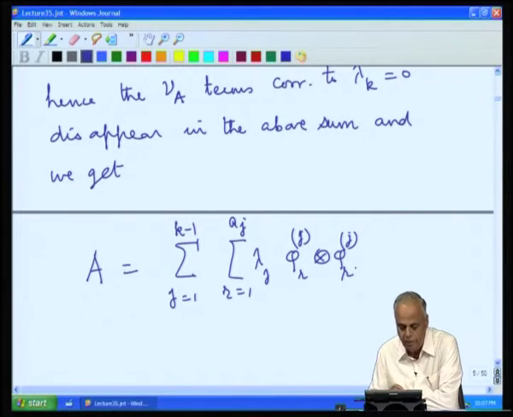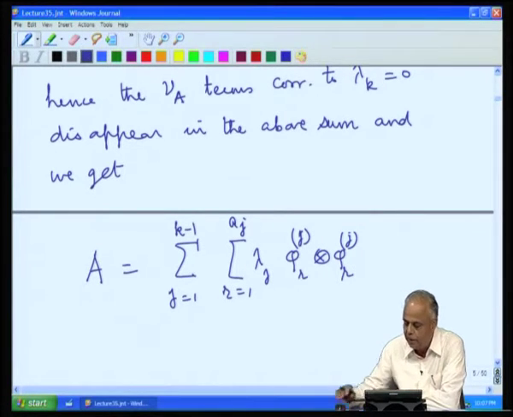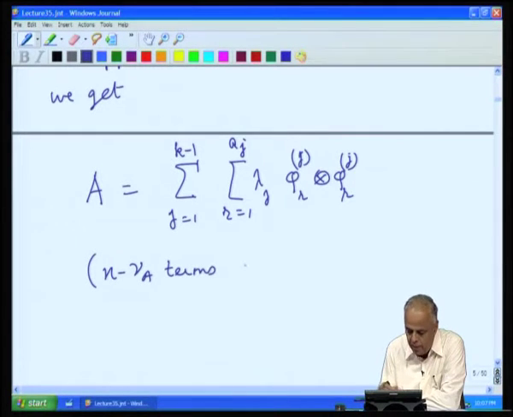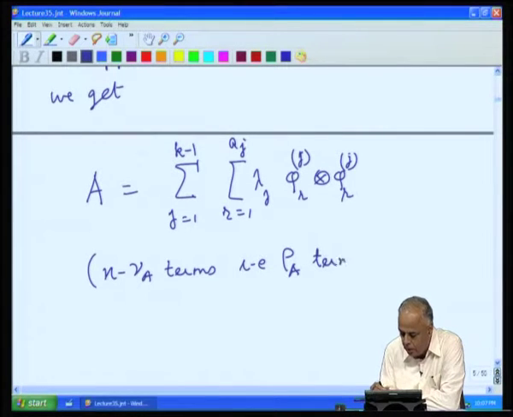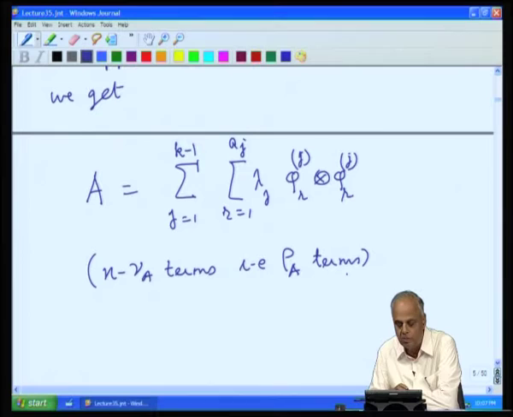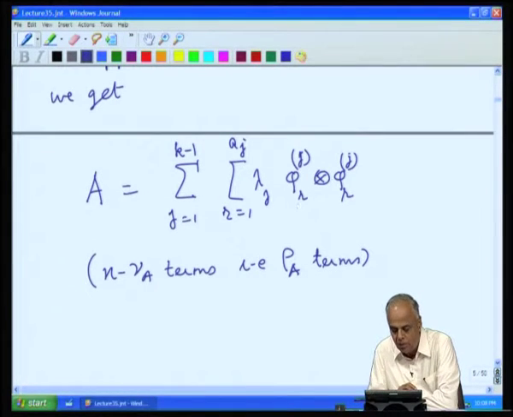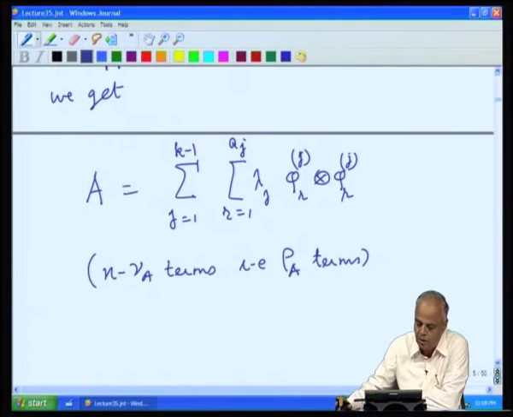Now, obviously, there are a 1 plus a 2 plus up to a k minus 1 terms, which is n minus nu A. So, n minus nu A terms, but n minus nu A is the rank of the matrix. So, rho A terms. Each one of them is non-zero because these are orthonormal vectors, they are non-zero vectors, and the lambda j's are non-zero.